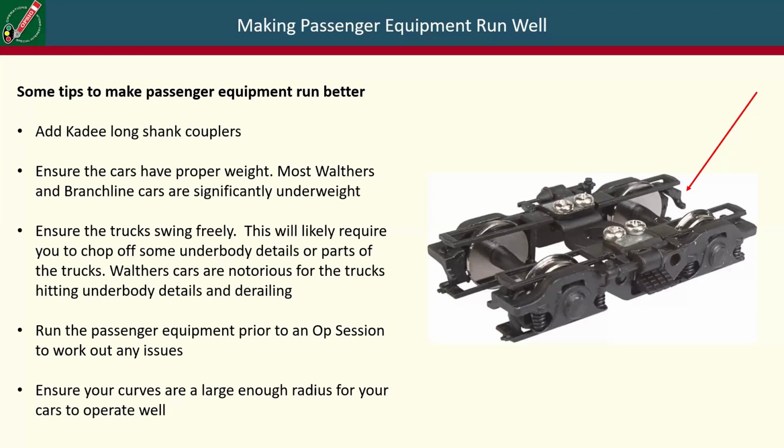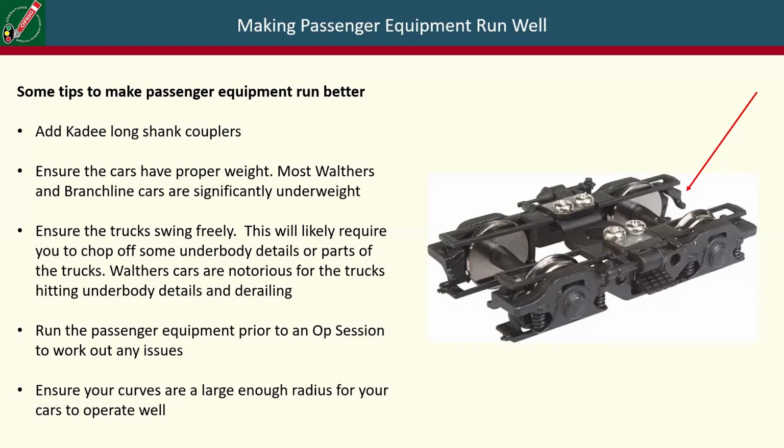So earlier this year, I put the Great Northern's Empire Builder in my layout. About half of the cars, I had to do some of these steps to make them run well. So on the left is some of the steps that I've seen that work to make passenger equipment run better. Adding KD long shank couplers. If you have big diaphragms in your cars, this could be something that helps a lot.